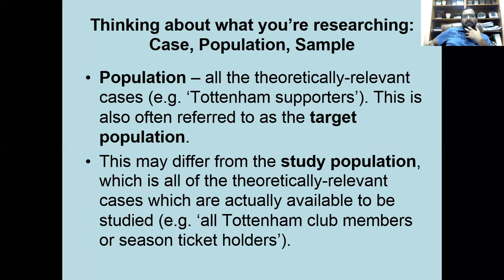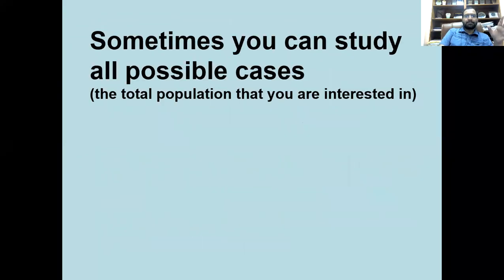This might be different from the study population, which is all of the theoretically relevant cases which are actually available to the study. So there might be 100,000 cases which are there, but you cannot reach out to the 100,000 cases. So you will go for the target population, not the actual study population.